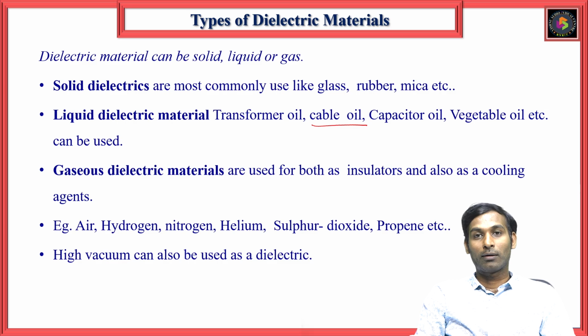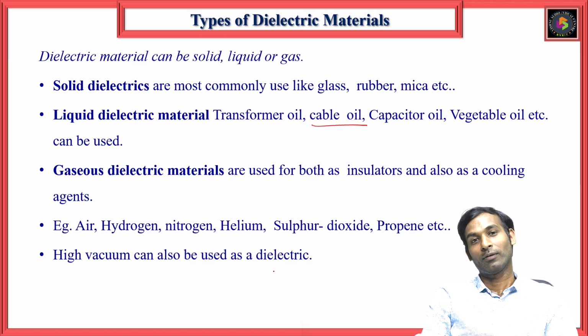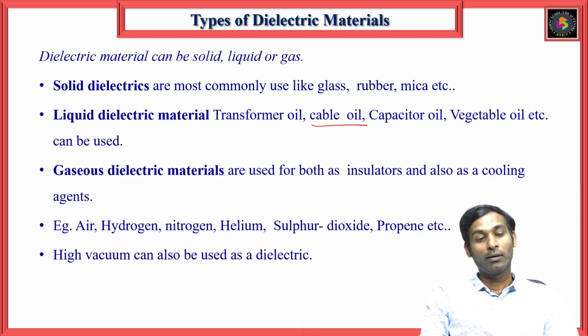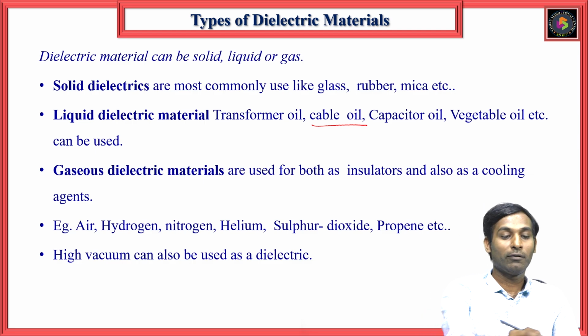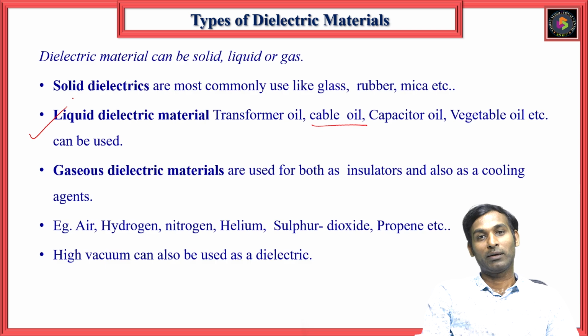Okay, sanitizer is also one of the good examples of liquid dielectric material. In corona time, everyone was using sanitizer. It is also a liquid dielectric material. Okay, so high vacuum can also be used as dielectric material. So these are the different types of dielectric material. Compared to these three dielectric materials, liquid dielectric is suitable for the measurement of the dielectric material.